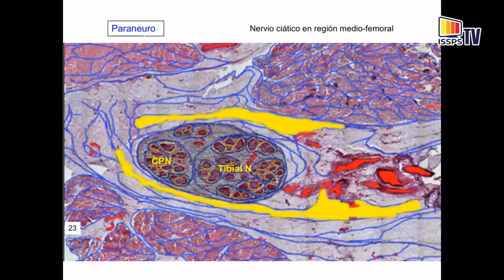And if we perform a block injection within an outermost fat compartment, a poor block will be reached with a longer onset time and shorter duration as a result.